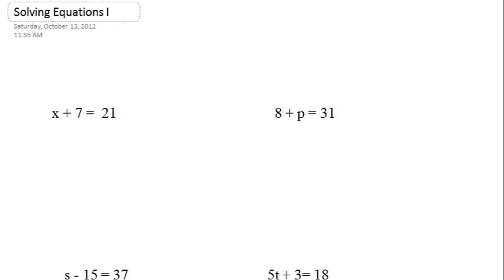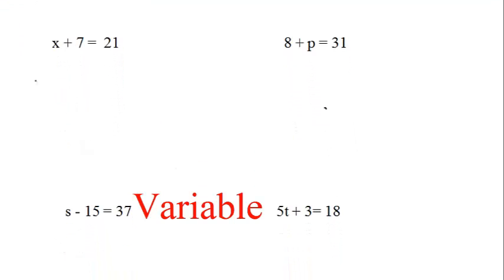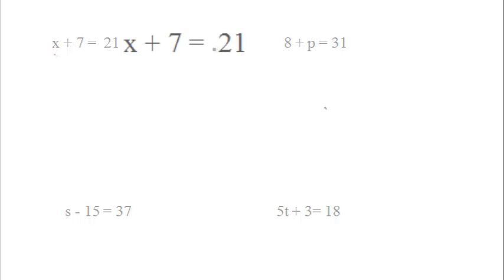In this lesson, we're going to talk about solving equations. We're going to look at equations that have one variable. A variable is a representation. It can be a letter or a picture, but it's a variable because it can change. Now, in these examples, the variable is usually equal to a specific value.